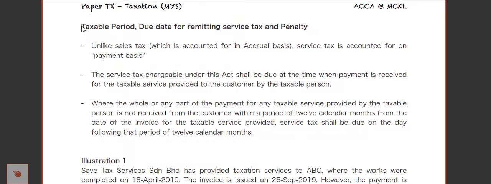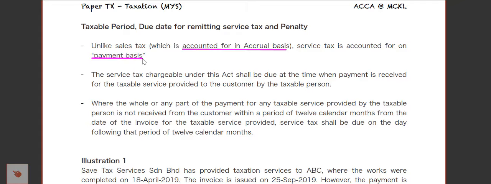Okay, how do you determine the taxable period and the due date to remit service tax? Now, this is the slight difference. Sales tax is accrual, right? But service tax is on payment. That means it's on cash basis. So if the service is not paid, we don't actually account for service tax. Okay, so we follow payment.